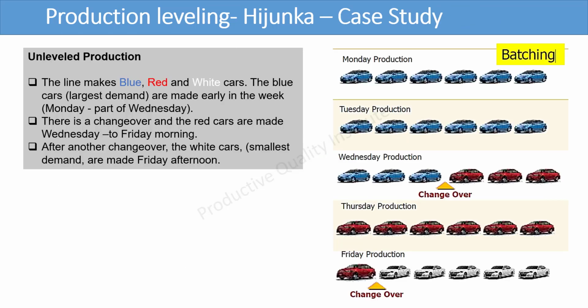Unlevel production. The line makes blue, red, and white cars. The blue cars, largest demand, are made early in the week, Monday to part of Wednesday. There is a changeover, and the red cars are made Wednesday to Friday morning. After another changeover, the white cars, smallest demand, are made Friday afternoon.